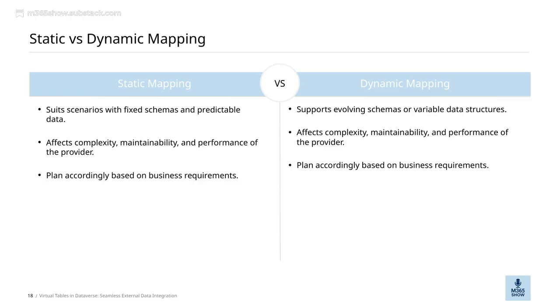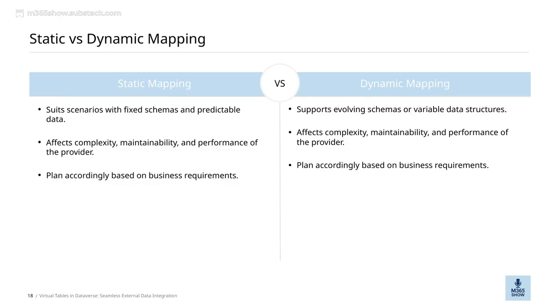Static mapping, as the name suggests, works best when you have a fixed schema with predictable data structures. It's straightforward and generally easier to maintain, making it ideal for scenarios where the data format doesn't change often. On the other hand, dynamic mapping is more flexible and supports evolving schemas or variable data structures. This means it can adapt as your data changes over time, which is especially useful when dealing with external data sources that are less predictable.